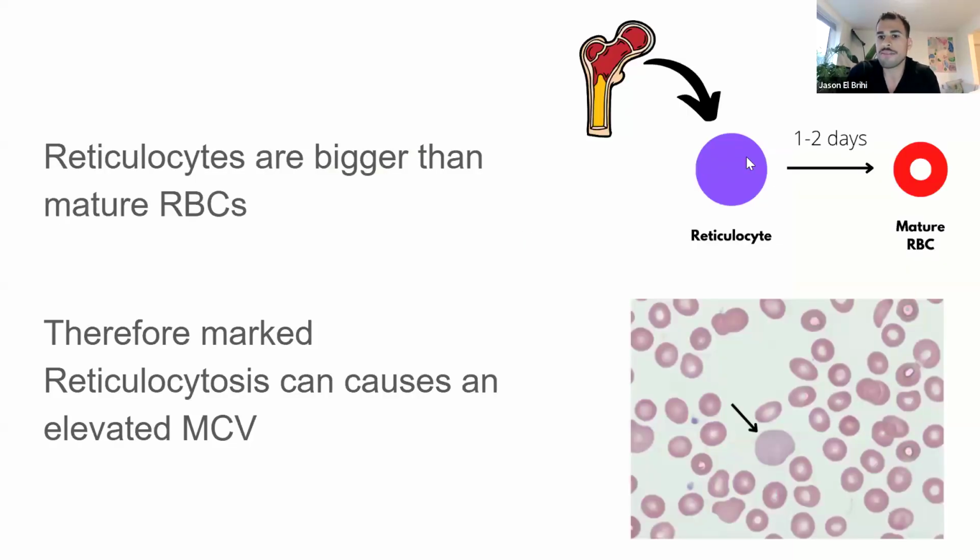Now, reticulocytes, I mentioned earlier, are the juvenile immature red blood cells. They're actually bigger than the mature RBC.